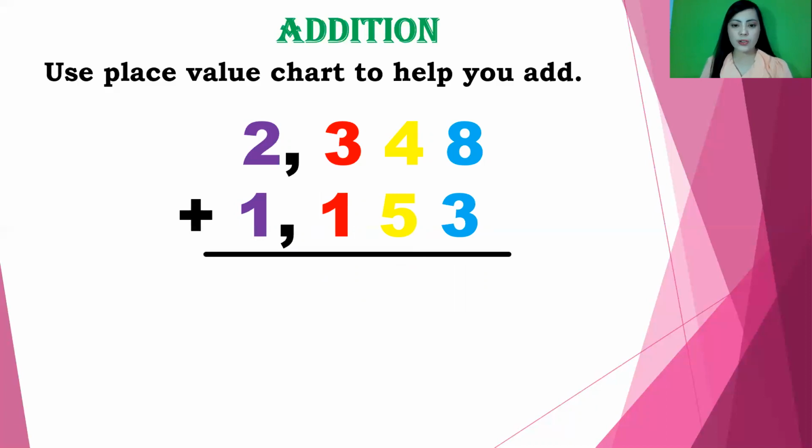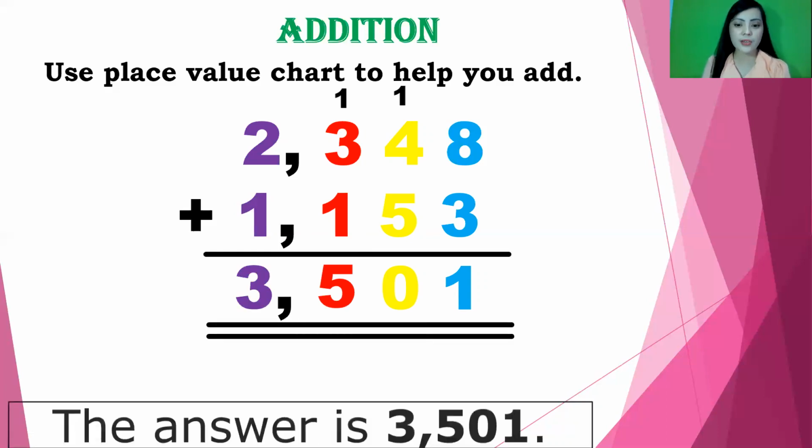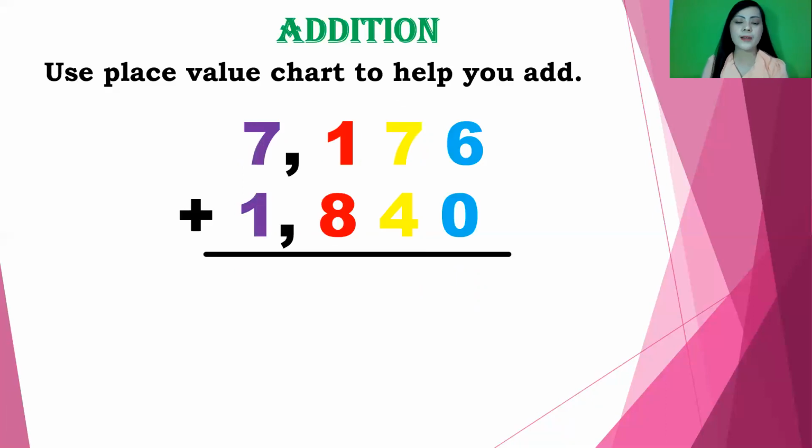2,348 plus 1,153. 8 plus 3 is equal to 11. Carry 1 to the tens place, then that is 5 plus 4 equal to 9, plus 1 is equal to 10. So carry 1 to the hundreds place. 3 plus 1 is equal to 4, plus 1 is equal to 5. So next is 2 plus 1 is equal to 3. So the answer is 3,501.